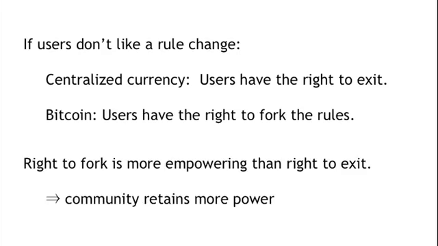On the other hand, if you've got a lot of assets tied up in it, it might be expensive or difficult to actually exit. But with the centralized currency, that's really your only option. With Bitcoin, because it operates in an open source way, you have the right to fork the rules. That means you and perhaps some of your friends or colleagues can decide that you'd rather live under a different rule set, and you can fork the rules and go a different direction from where the lead developers have gone. The right to fork like this is more empowering for users than the right to exit. You can exit if you want, but you have the right to fork, and that gives you more power.